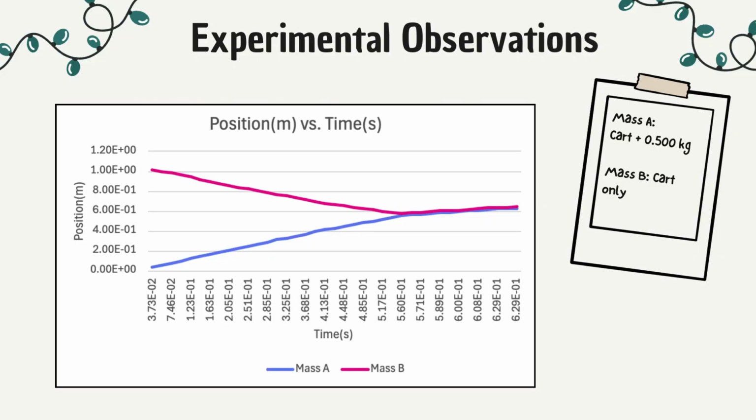For our experimental observations, we show mass A and mass B. Mass A was the cart that was slightly heavier, and mass B was the cart that didn't have the extra mass on it. As we can see, when they collide, they move with the same velocity after they collide and stick together.